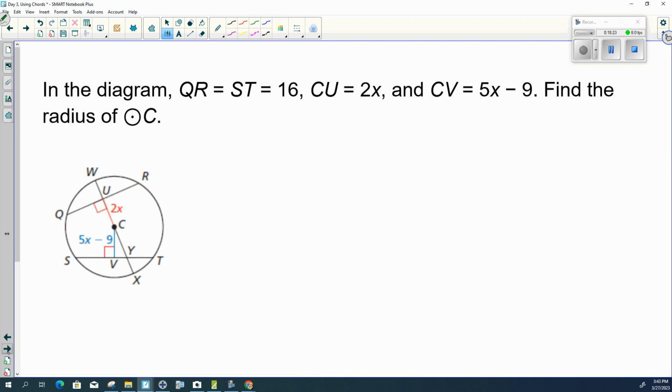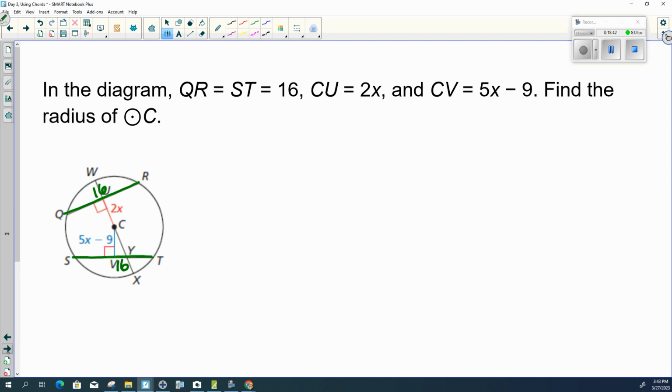All right, let's do a practice with this. In the diagram, QR equals ST. So we've got two equal chords, and then it says that it equals 16 units. I'm not really sure where to write that. Maybe just right here.